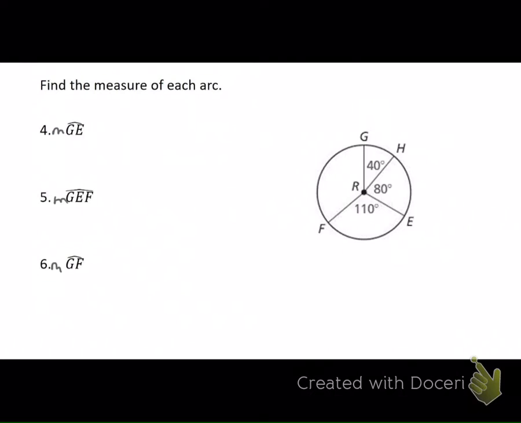And Ian just asked a great question, even though he was ahead of me. That's okay. He asked, which way do I go with GE, left or right? Remember, when it's 2 letters, it should be a minor arc, which means you need to go the shortest way. So from G to E, you need to go right, so it's the shortest distance. Does that make sense?